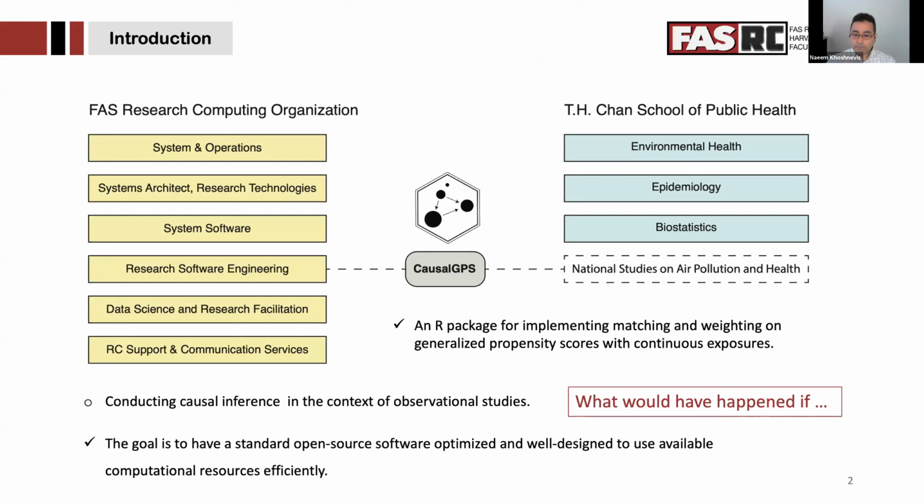We are working on an R package called Causal GPS, and we are working with biostatisticians, environmental health specialists, and epidemiologists on developing this package. The package conducts causal inference in the context of observational studies. The idea is answering the question: what would have happened if, for example, I had stopped smoking 5 years ago. And the goal of the project is to have standard open source software, optimized and well designed, to use all available computational resources.